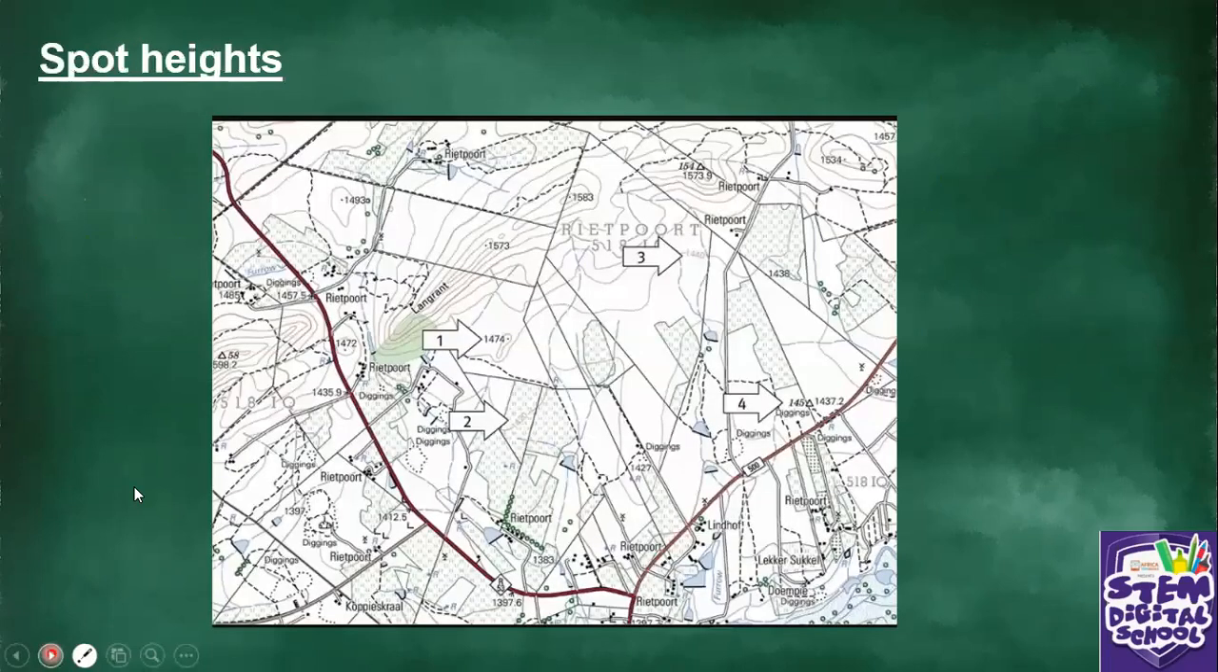Let's start with spot heights. Here we have a spot height. Can you see? So it's showing the height here. So there will be a dot and a number next to it. Okay. So that is a spot height.